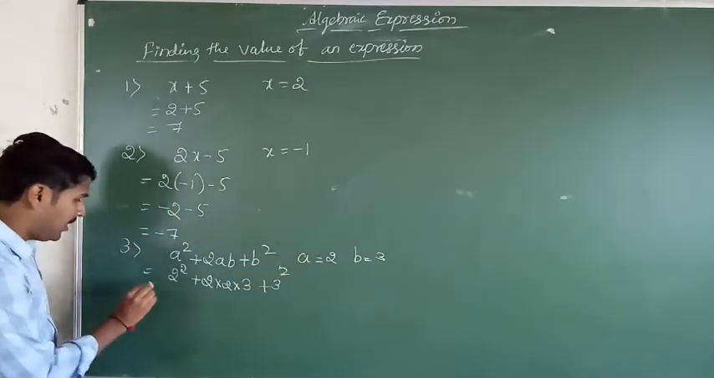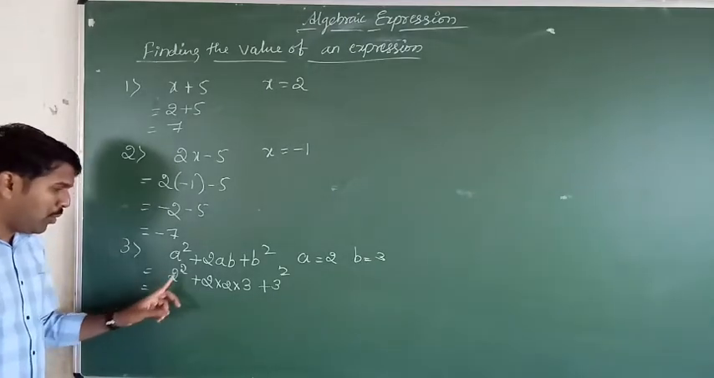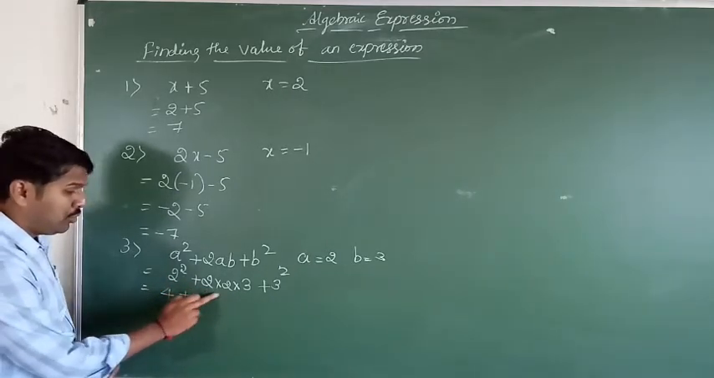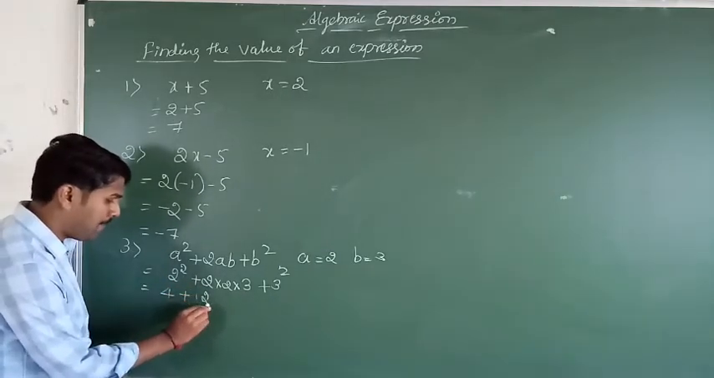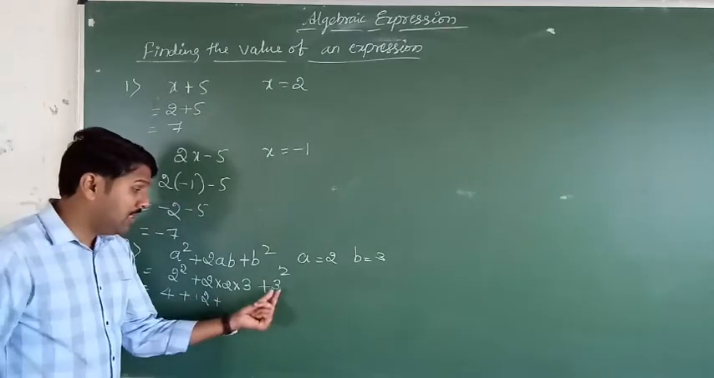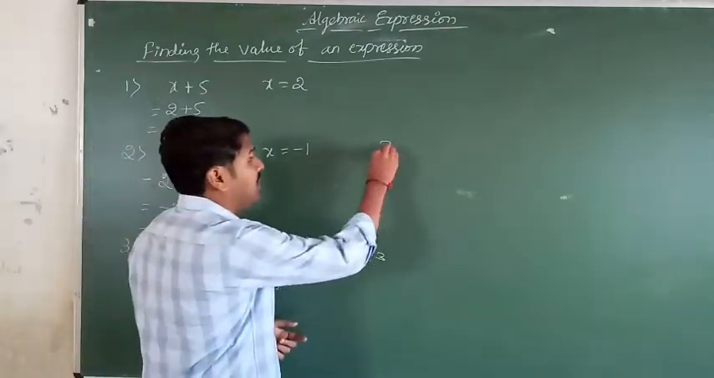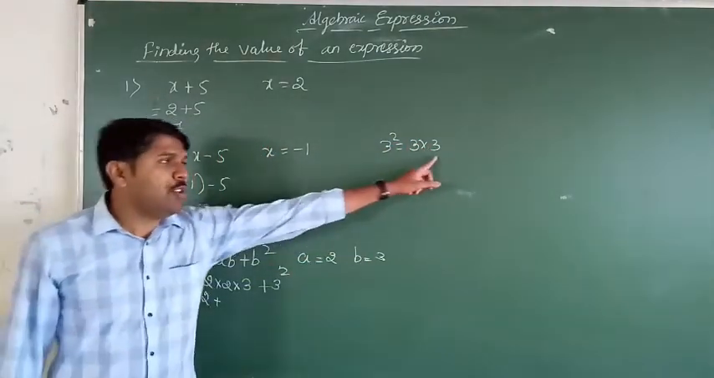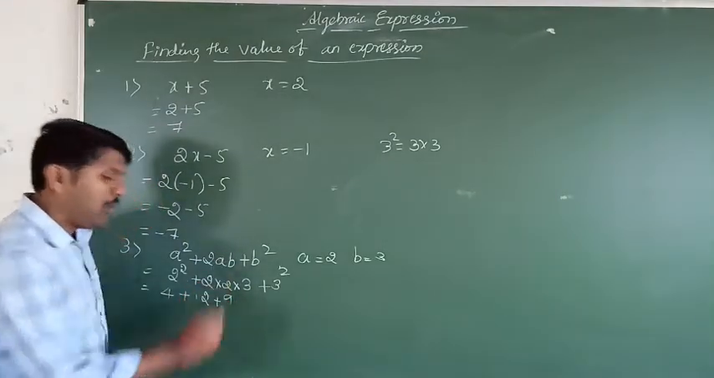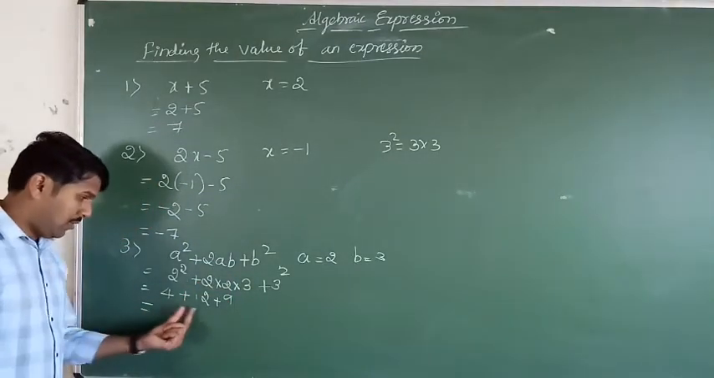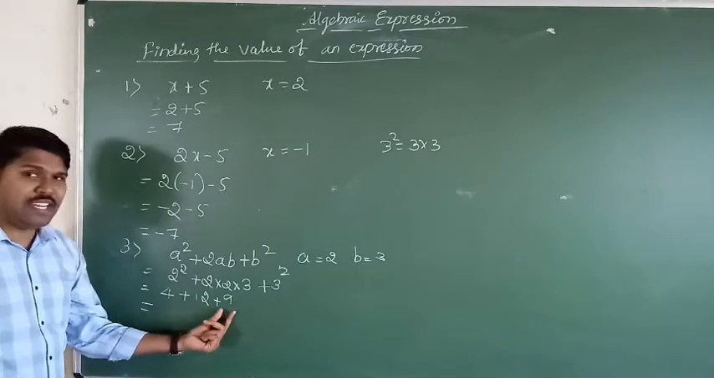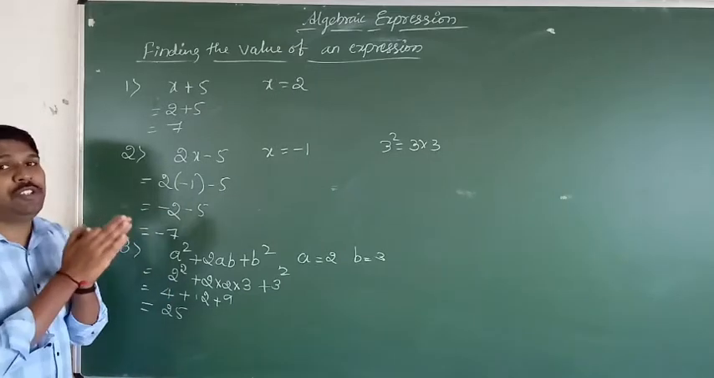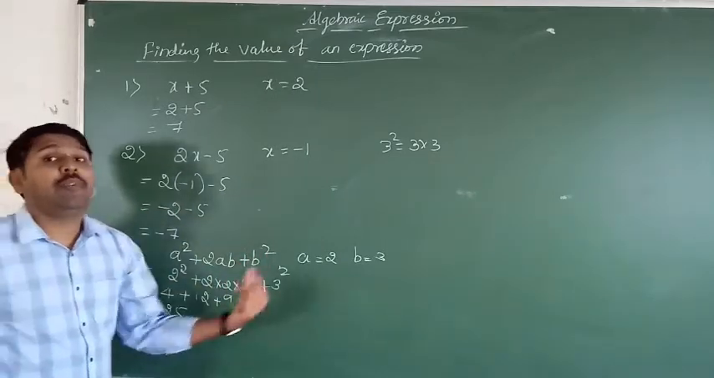So for 2 square, you have to multiply how many times? 2 times. 2 2s are 4. Next, 2 2s are 4, 4 3s are 12. Plus, 3 square means what? Multiply 3 two times. 3 3s are how much? 9. So now add 4 plus 12, how much? 16. 16 plus 9, 25. This is the way of finding the value of an expression whenever they give the values of variables.